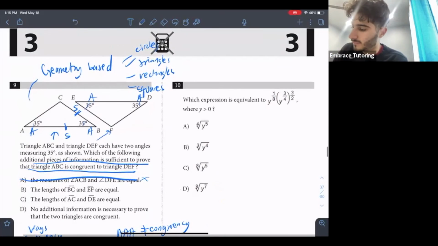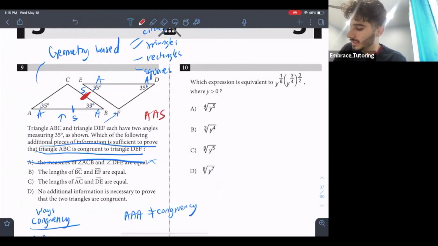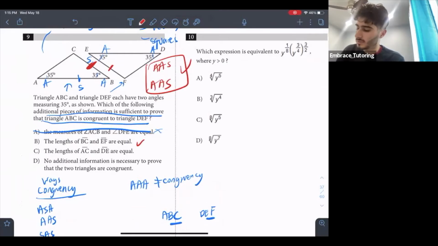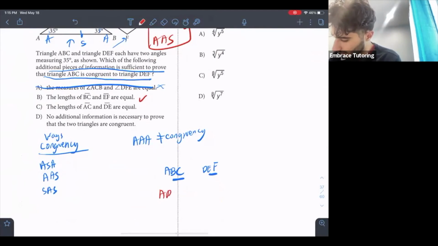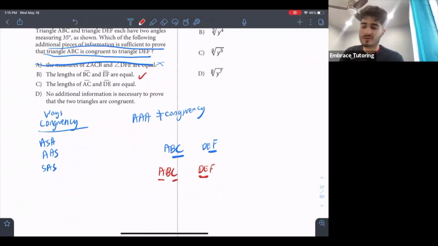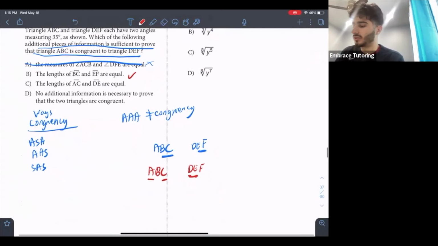So we can have this as angle, angle, side, EF, angle, angle, side. This works. So we can have this as a possible answer. C, the length of AC and DE are equal. ABC, DEF, AC, DE. That is not an accurate statement because they are not on the right sides.